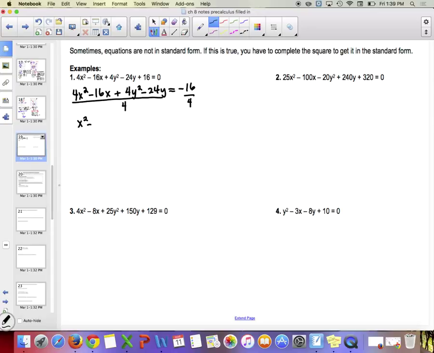Let's divide everything through by 4. So we're going to have x squared minus 4x, and then I'm going to leave a little space, or a little box if you want. And then I'm going to have plus y squared minus 6y plus a little box equals negative 4. And then you can do the two little boxes on this side too. Why would you use negative 4? Because I divided it by 4 as well, right? Negative 16 divided by 4 is negative 4.